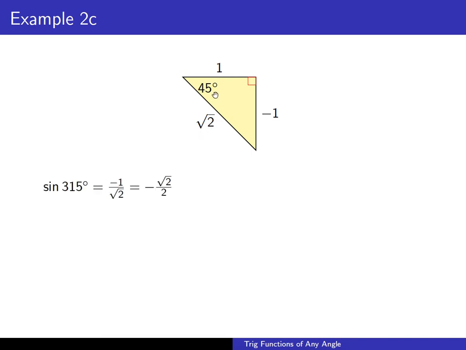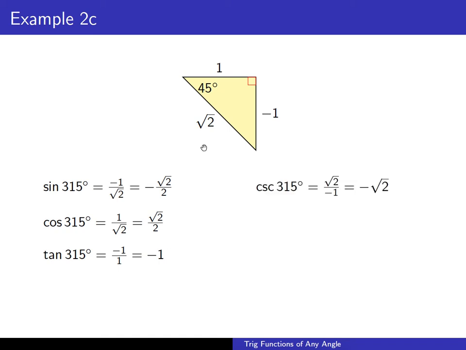So our sine of 315 degrees, y over r, -1 over the square root of 2, is negative square root of 2 over 2. Cosine of 315 degrees, x over r, 1 over the square root of 2, is square root of 2 over 2. Again, rationalizing the denominator. Tangent of 315 degrees, y over x, -1 over 1, is -1.